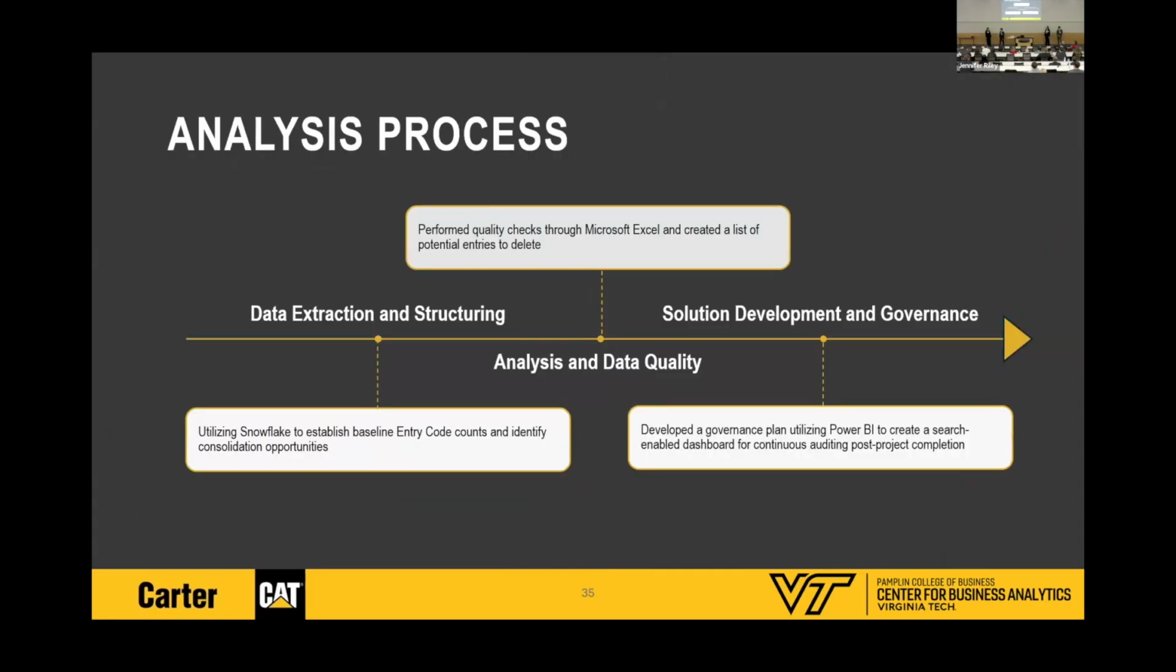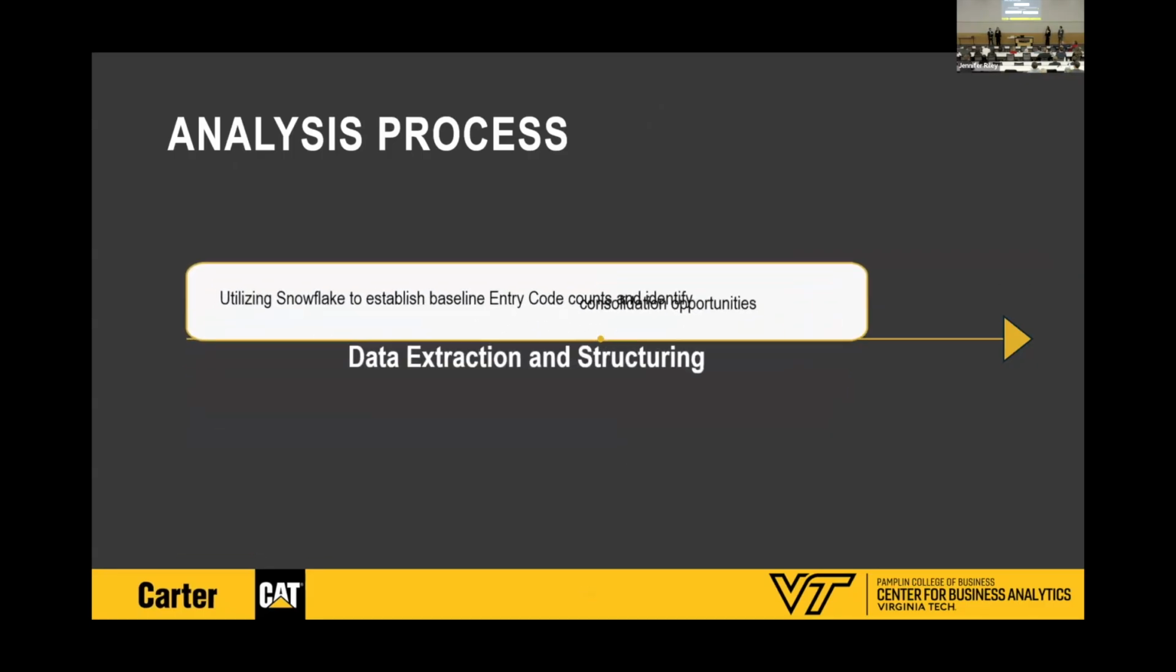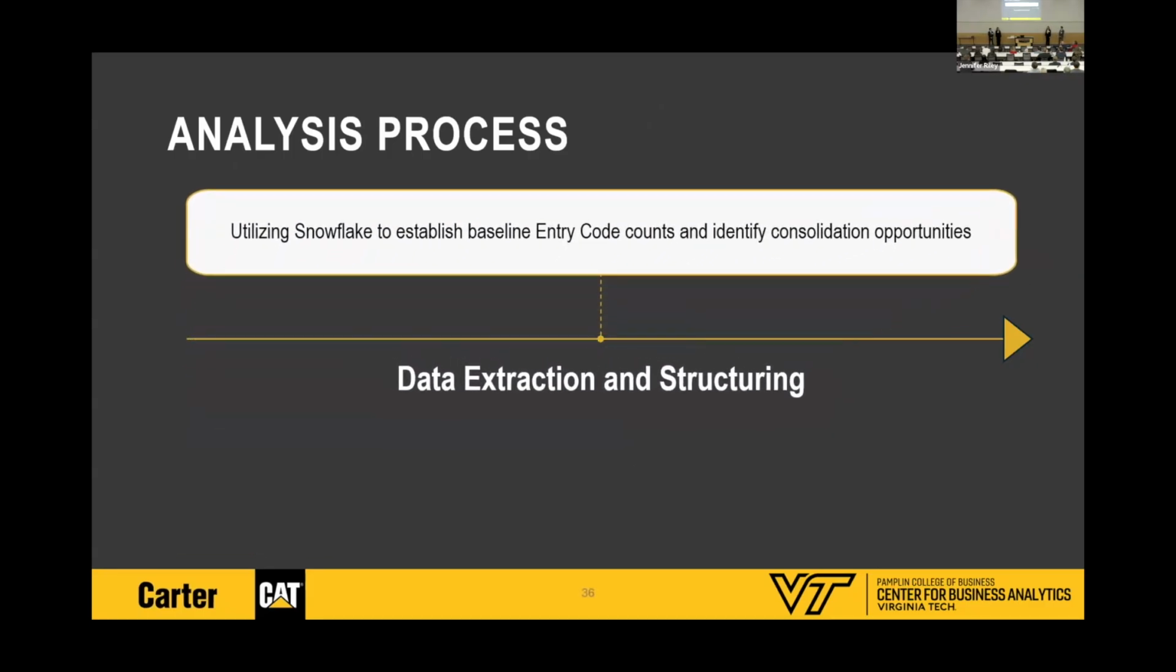Thanks, Carter. Next, I'll walk you all through the overall process we used for this project. We started with the data extraction and structuring phase, where we used the Snowflake database to write SQL codes to create lists of entry codes. We began by looking at the entry code and output combinations, which include the entry code and the specific bank, division, and store that each code ties to. We then analyzed the distinct entry codes to begin looking for opportunities there for consolidation.